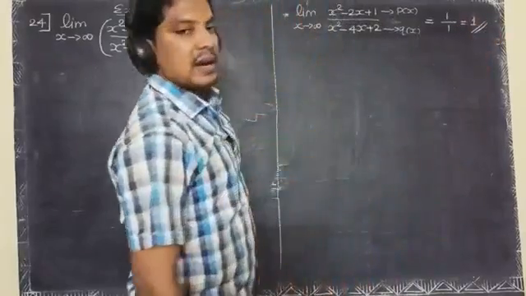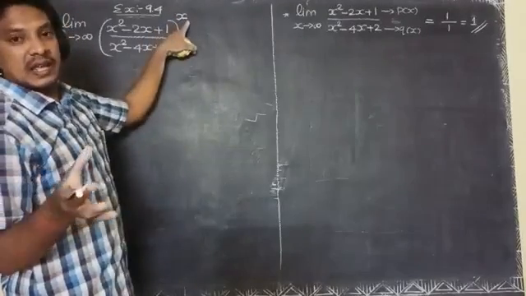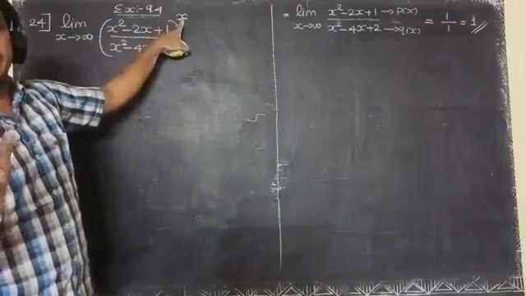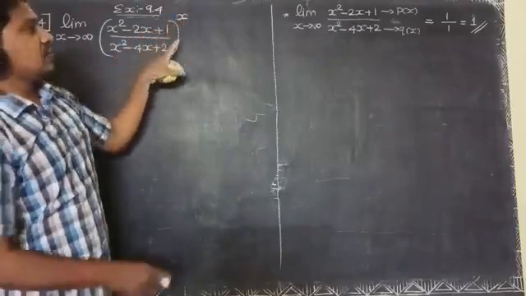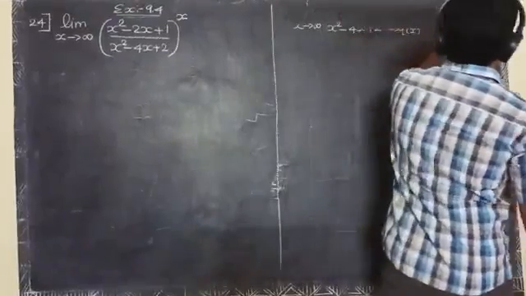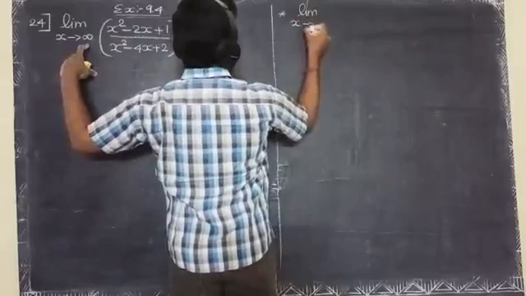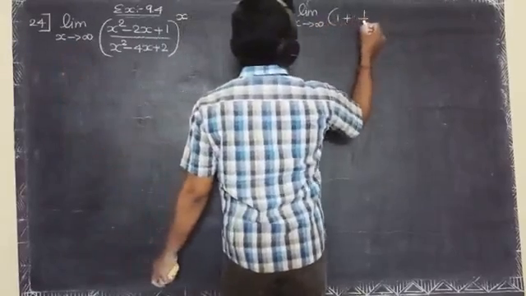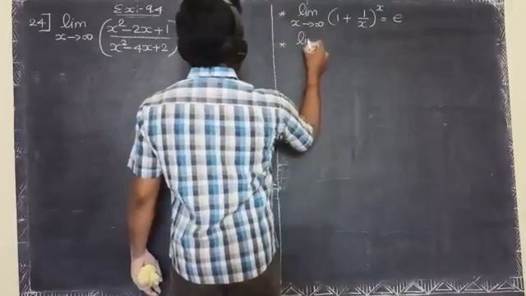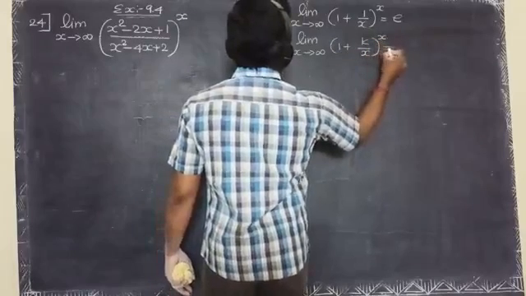This is the answer. But here they are asking whole power x, so this is a very important one. X approaches infinity means whole power infinity. 1 power infinity is an indeterminate form. So we can change to the structure. Limits at infinity means we have two structures. Limit x approaches infinity, (1 plus 1 divided by x) whole power x, which is equal to e. In another structure, limit x approaches infinity, (1 plus k divided by x) whole power x, which is equal to e power k.